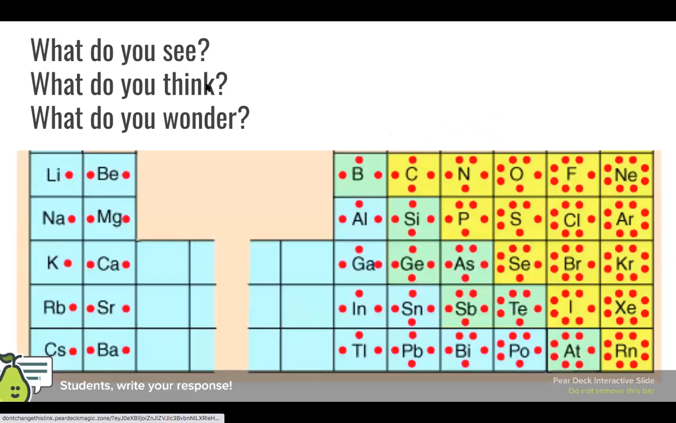Take a second to answer this on your worksheet. What do you see? What do you think? What do you wonder? On your worksheet, pause: see, think, wonder. There's no correct answer to this, but I need to see what you're writing.